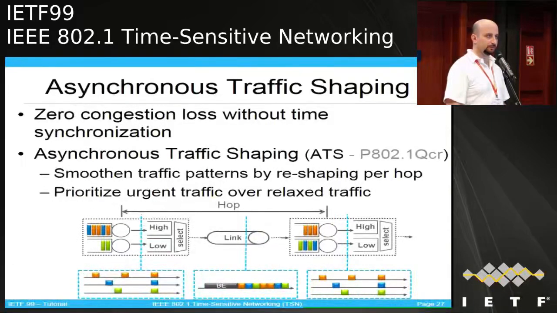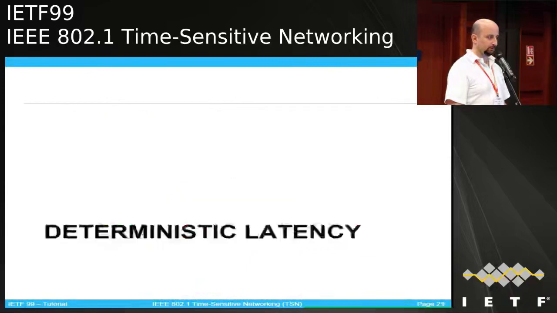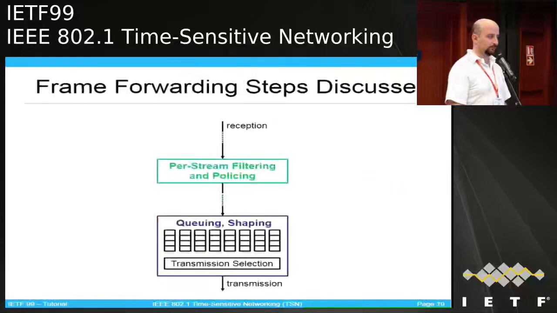Okay, and the other one, so obviously IEEE has 8 queues, but you may have many flows. So what is in each priority level? What is the mechanism by which you are dealing with competing flows?